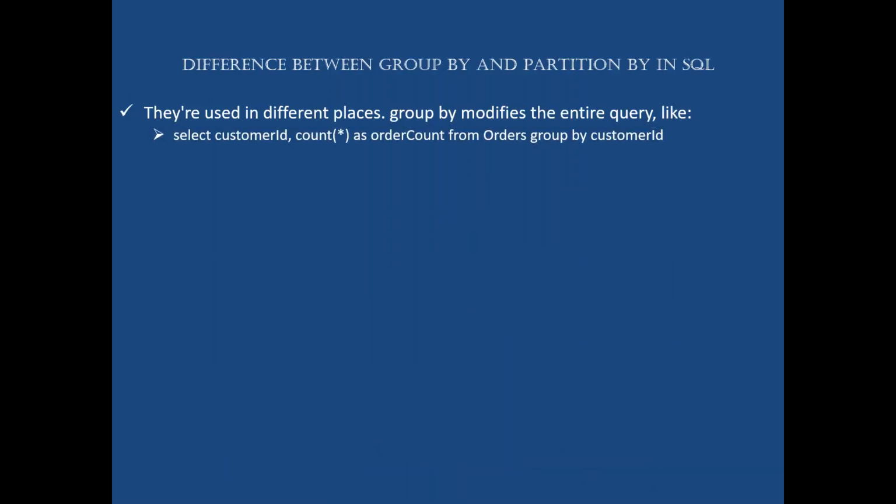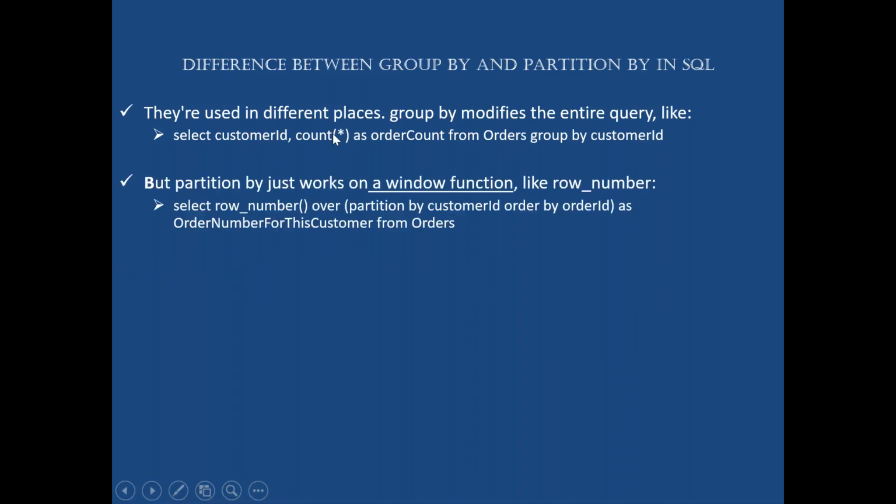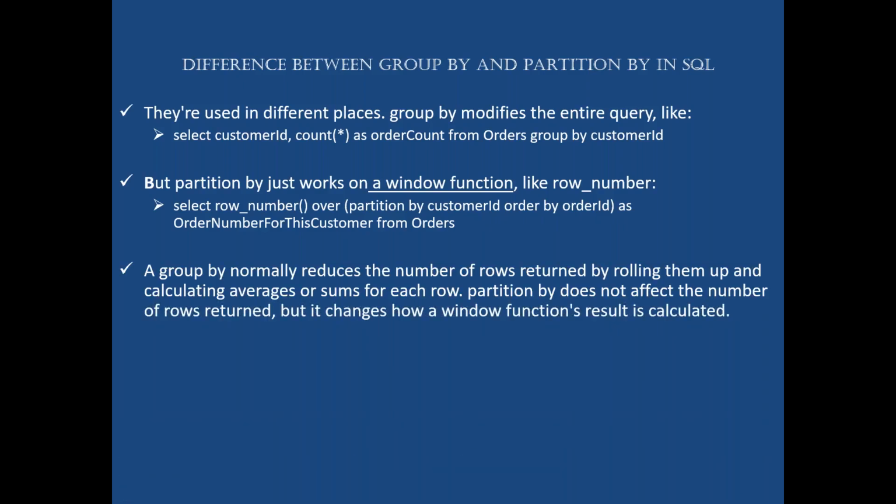See, so how am I using group by? Group by customer ID I'm putting here. This customer ID column must be there in the select clause along with the aggregated result. But what about the partition by? You see here, row number over partition by customer ID. So this partition by I'm using in the select clause. Partition by customer ID, order by order ID, and I'm generating a kind of row number. What these windowing functions are, we'll discuss. Okay.